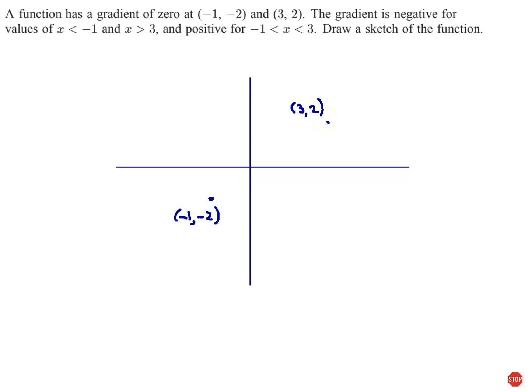Now the gradient is negative for values of x less than -1. So that basically means the graph must be coming down at that point, reaches 0 gradient at that point, is positive between -1 and 3, and it's negative again for values of x greater than 3. So there's my sketch of the curve. Negative in that area, positive in that area, and negative just there. Okay, we're going to actually use all of this in the next video.